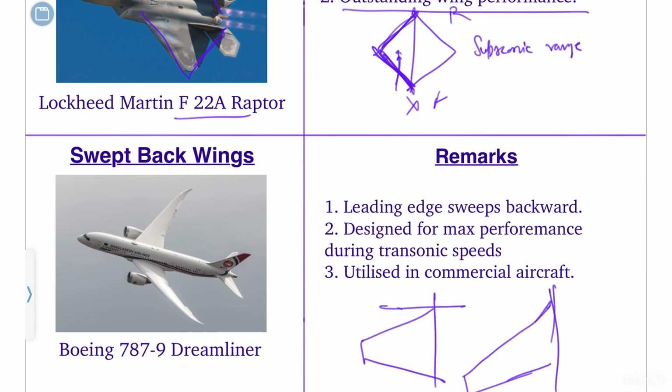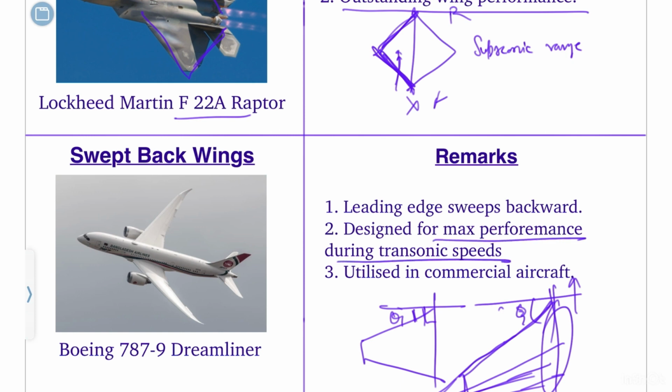If you say this is 90 degrees, there is some angle, and the angle is further increased, theta 1, theta 2. Because the angle is further increased, the aircraft can go faster, and it is also tapered, and the tip is very small compared to the root. The induced drag is reduced, and the vortex generation is reduced. These kinds of wings are generally long wings and have maximum performance in transonic speeds. That's why they are used in commercial aircraft, as you can see. The example is a Boeing 787-9 Dreamliner.